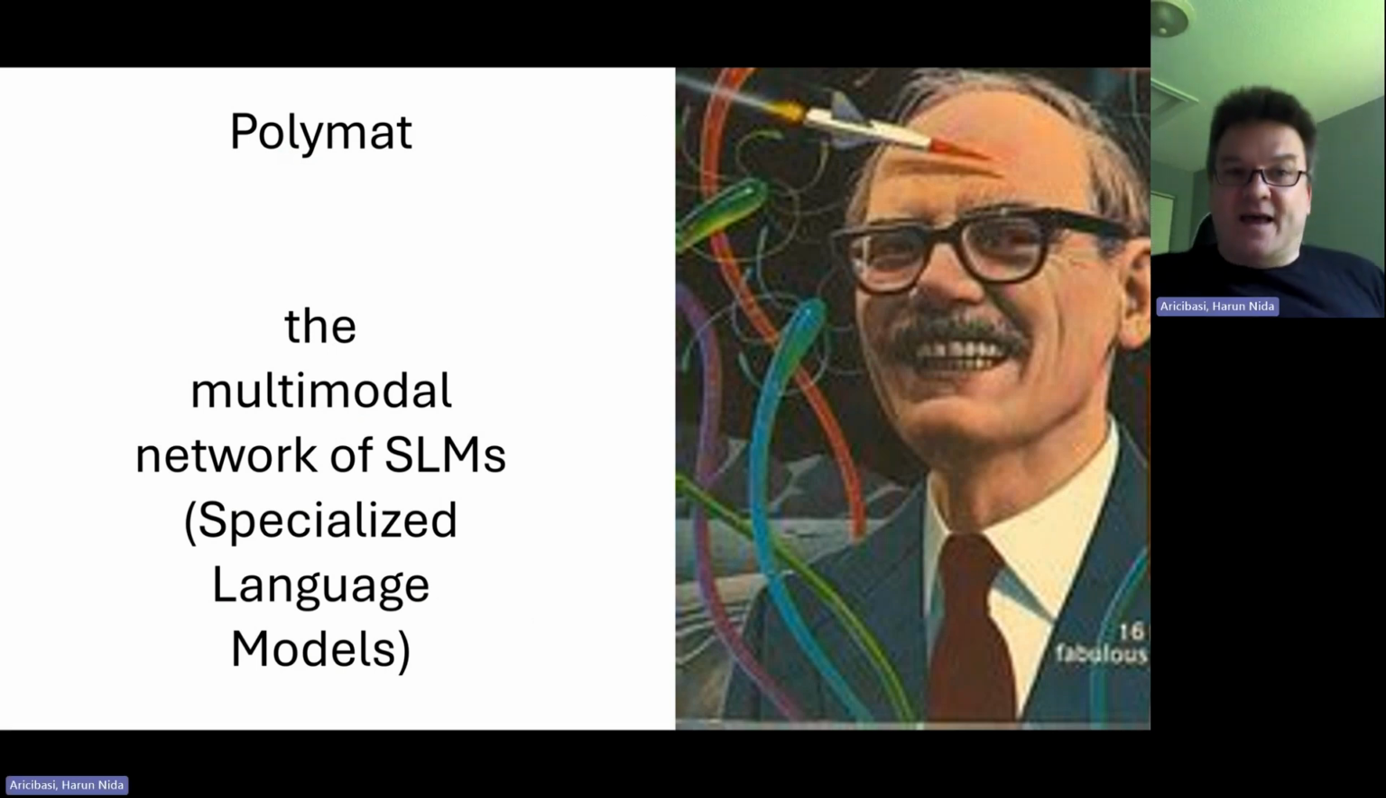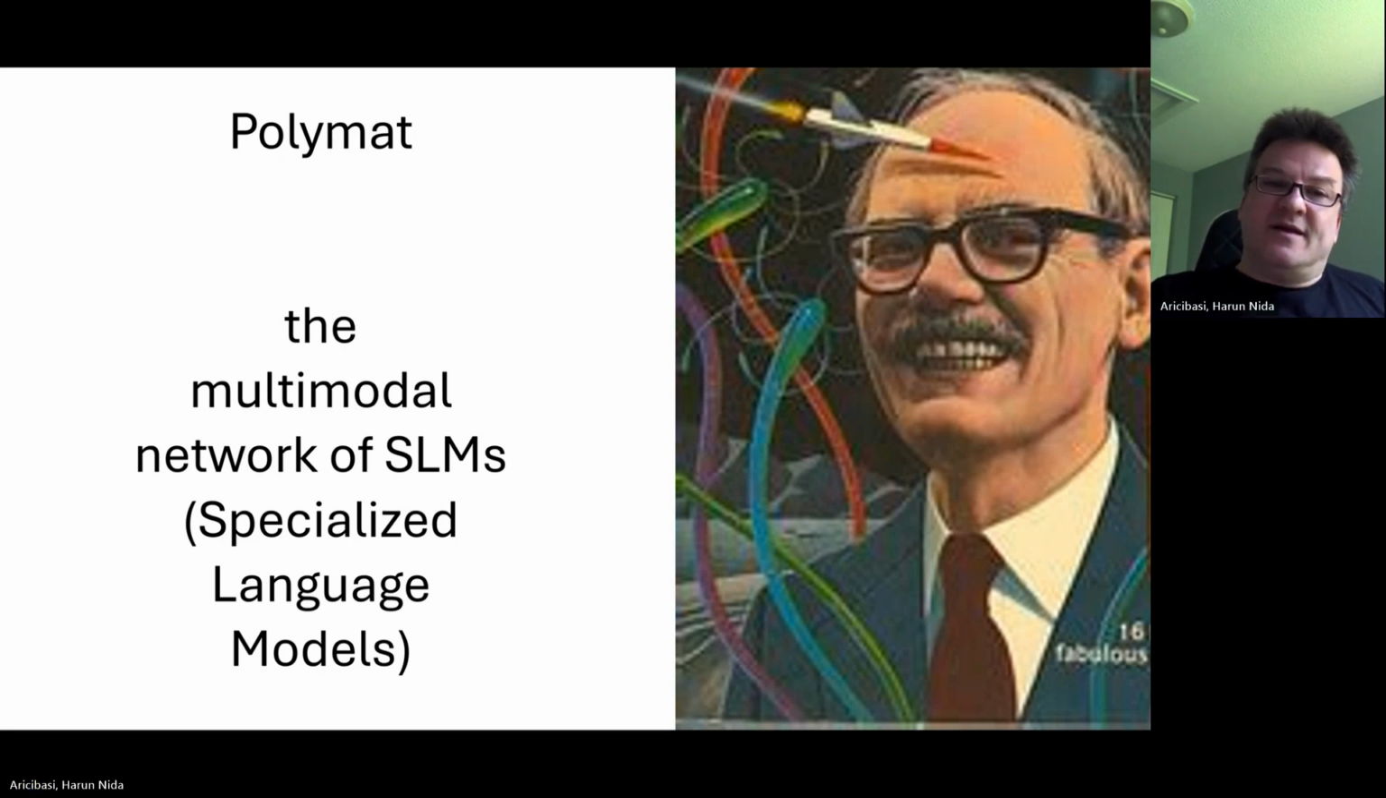Towards the end of the Heechee saga, Gateway was probably one of the first books of a series of books called the Heechee saga, Polymath appeared. It's a shortened form of the word polymath, of course, and Pohl himself was a polymath. Polymath is what we can call, using today's terminology, a multimodal network of specialized language models.